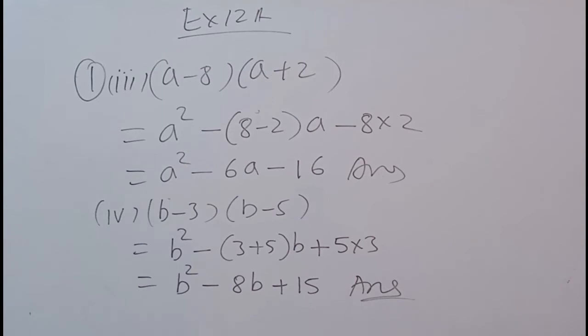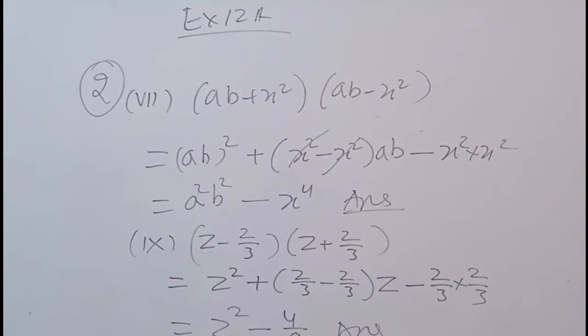Now similarly we can find (b − 3) multiplied by (b − 5). We get this product by using the special product (x − a)(x − b) = x² − (a + b)x + ab. Using that, we get b² − (3 + 5)b + 5 × 3. The product is b² − 8b + 15. So that is the answer of this product. In that manner you will do question number 1, third and fourth part.